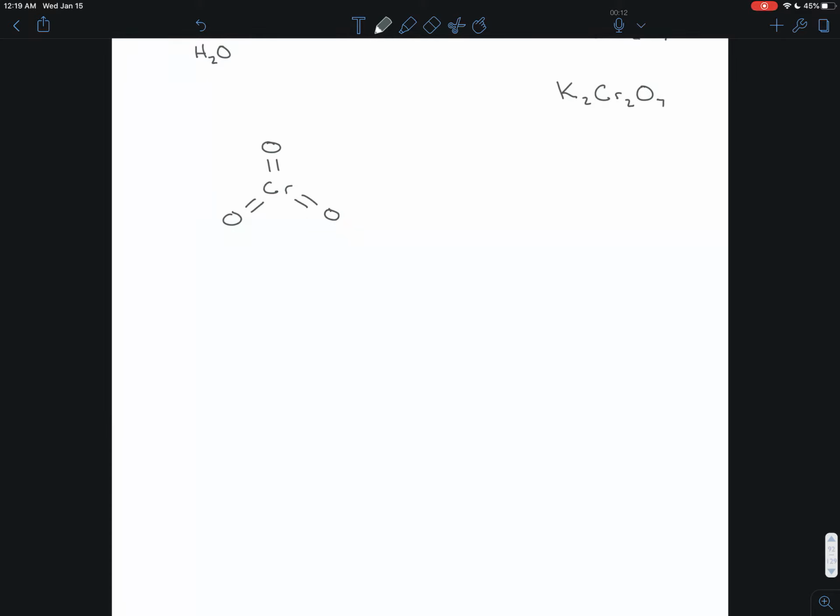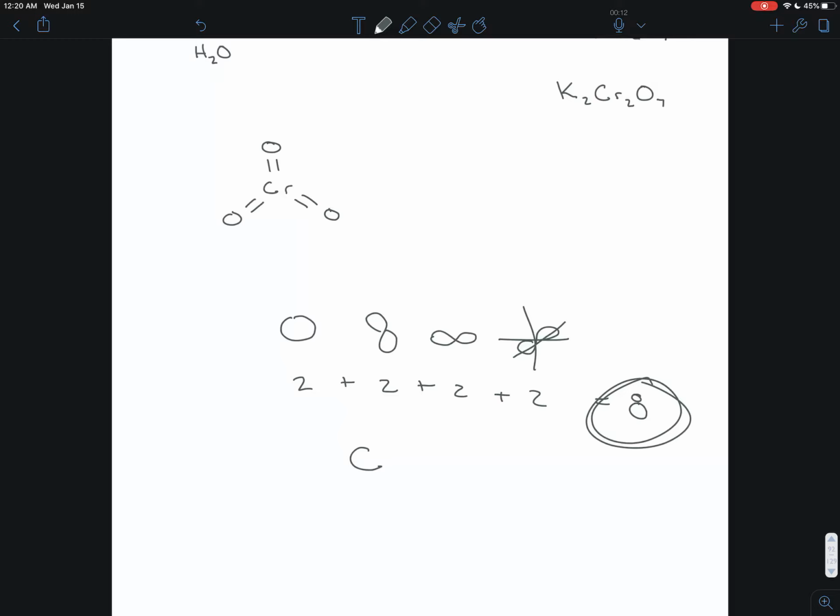The reason why chromium can have more is because it has d orbitals. The rule for 8 electrons comes from the types of orbitals. You have one s orbital, and then 3 p orbitals, the py orbital, the px orbital, and then the pz orbital that's coming out and going away from you. Each of those orbitals can hold 2 electrons. So 2 plus 2 plus 2 plus 2, that's 8 electrons. For something like carbon, which only has s and p orbitals, it can only have 8 electrons around it. The same is true of carbon, nitrogen, oxygen, anything in the second row of the periodic table. That's mostly what we deal with in organic chemistry, so we see stuff with 8 electrons around it.